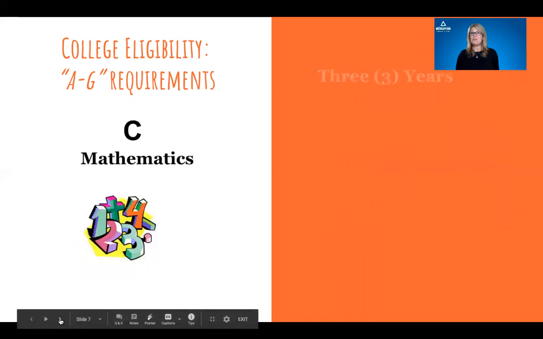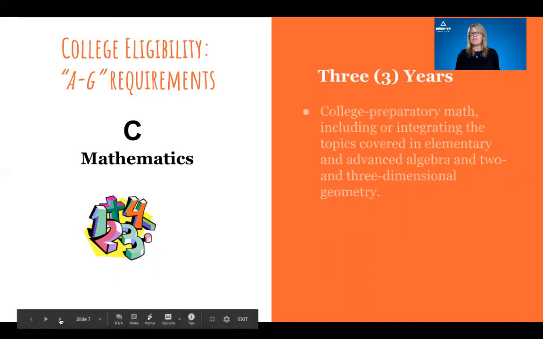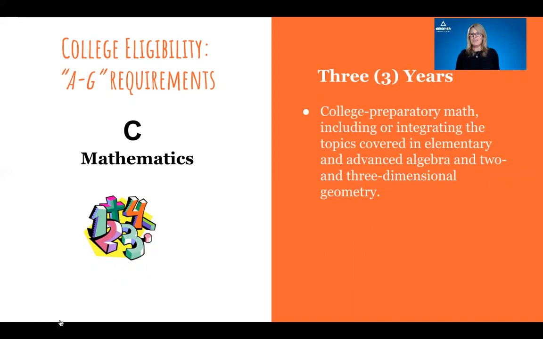C represents your math. Students must complete 3 years of college preparatory math, and they must include elements with elementary and advanced algebra and 2 and 3 dimensional geometry. And yes, integrated math, which has been added to most schools by now, does cover all of these topics.